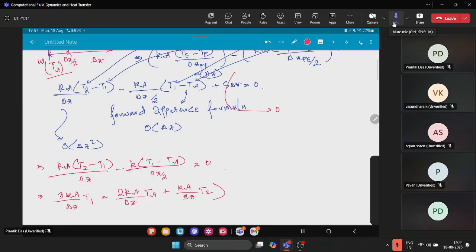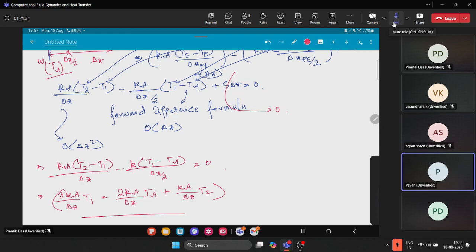Okay, is it clear to all of you? Yes, sir. Sir, one doubt. Please. The last step that you took, T2 minus T1, you said it's second order of accuracy. Can you please repeat why it is second order and the other forward difference is first order?